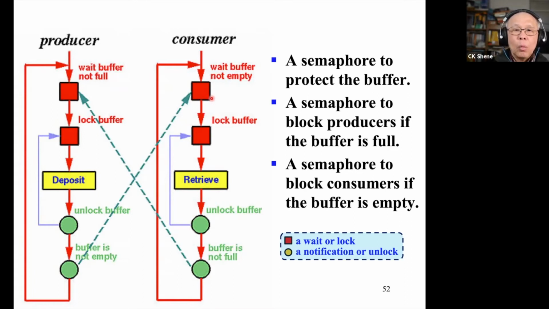Of course, when the producer notifies this semaphore, and if there's no consumers waiting there, then this semaphore counter value is simply increased by 1. And if a consumer, after taking out something, notifies this semaphore indicating that the buffer is not full, there could be no producers waiting there. In this case, this semaphore's counter is just increased by 1.